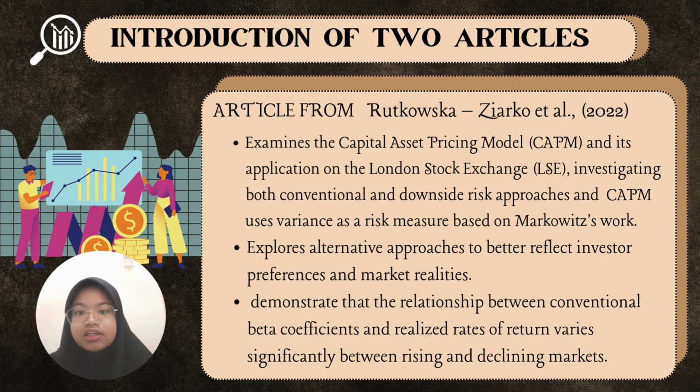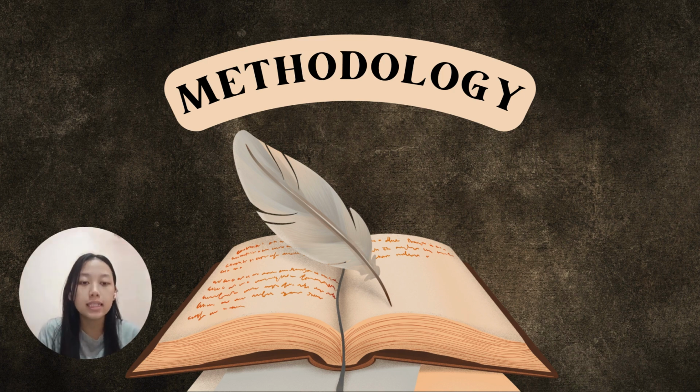The research finding in this article demonstrates that the relationship between the conventional beta coefficient and realized rate of return varies significantly between rising and declining markets. Therefore, the result shows the downside risk premiums are positive and statistically significant, with a slight advantage of downside measures over the traditional approach in asset pricing. Let's dive into the methodologies used in these studies.